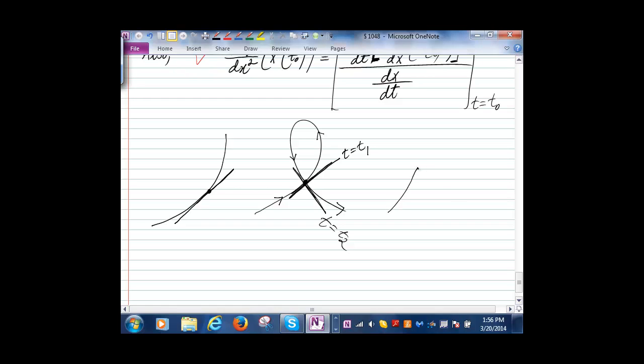And there might be another case, which is that the curve looks like this. It has a sharp point like this. What happens in that case is that there is no tangent at that point. If we have a situation like this, then we say that there is no tangent there. Because why is that?